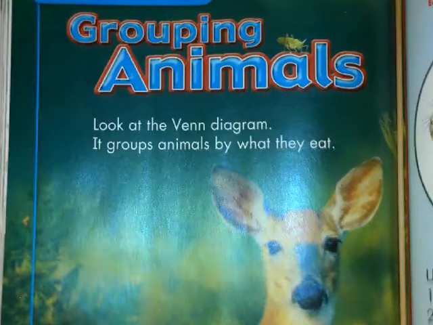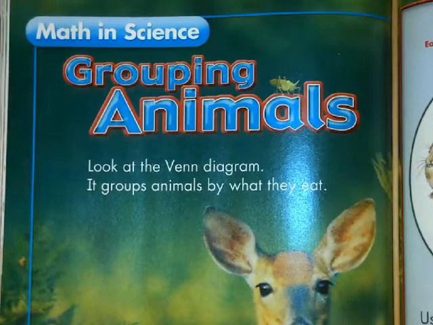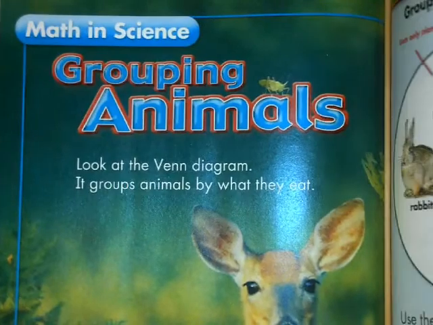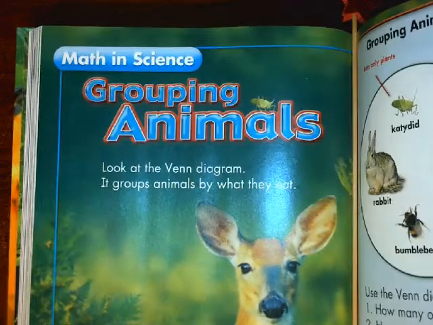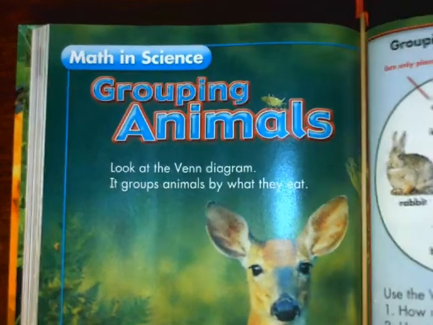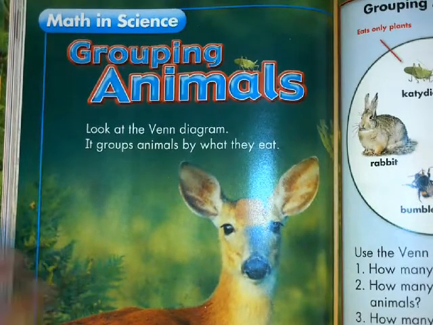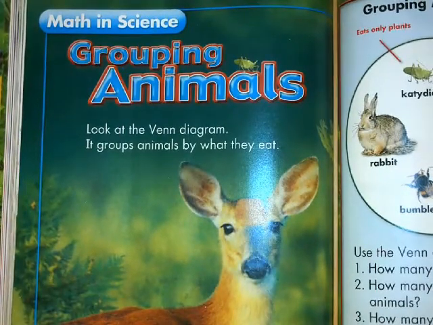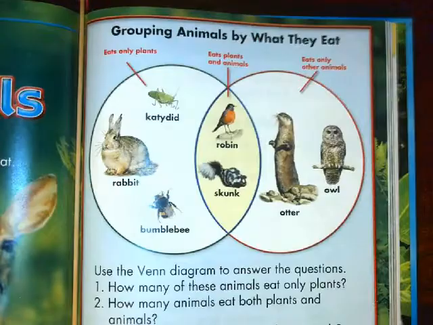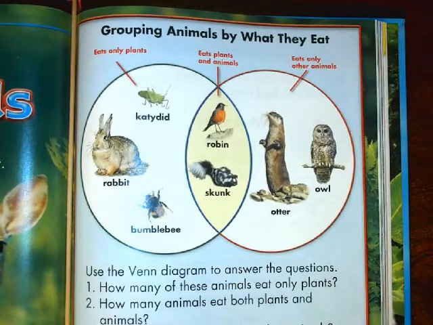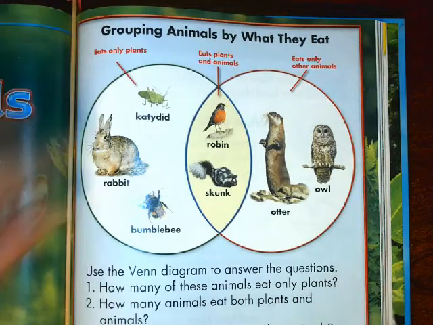Okay, so we're going to start on page 152. It's called Math and Science, Grouping Animals. Okay, it says look at the Venn diagram. It groups animals by what they eat. Grouping animals by what they eat.